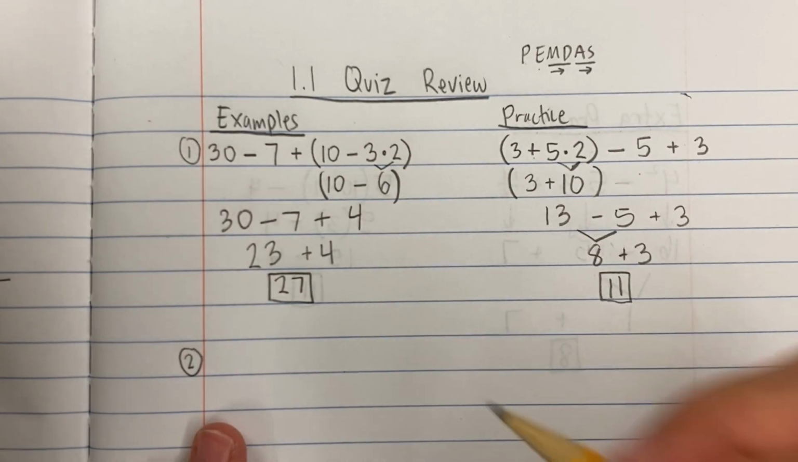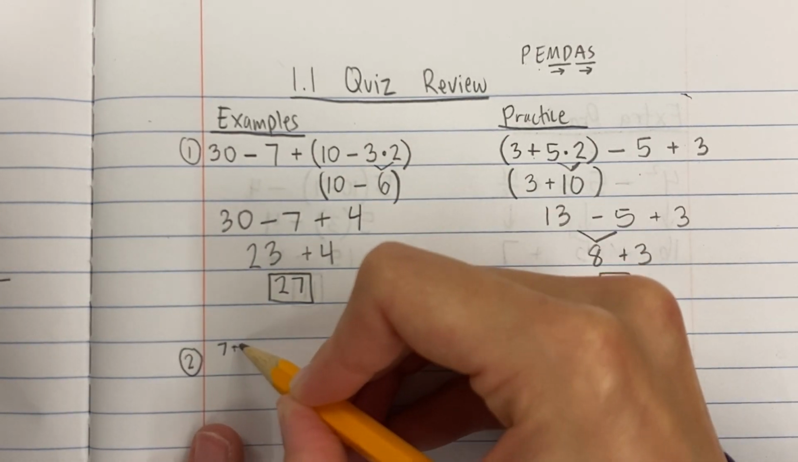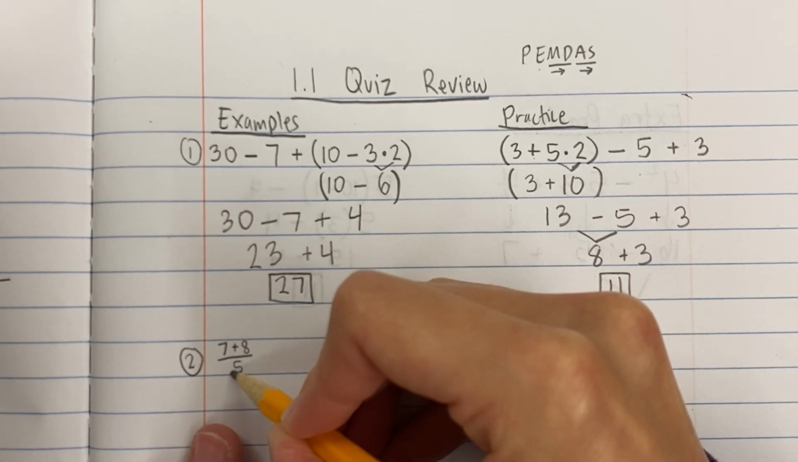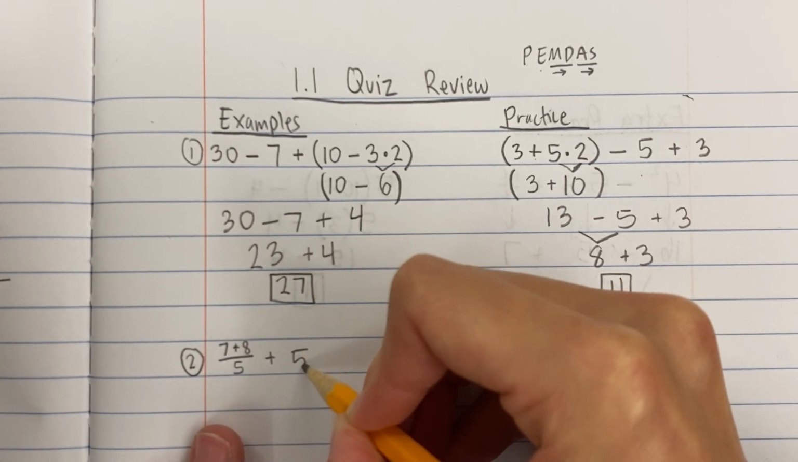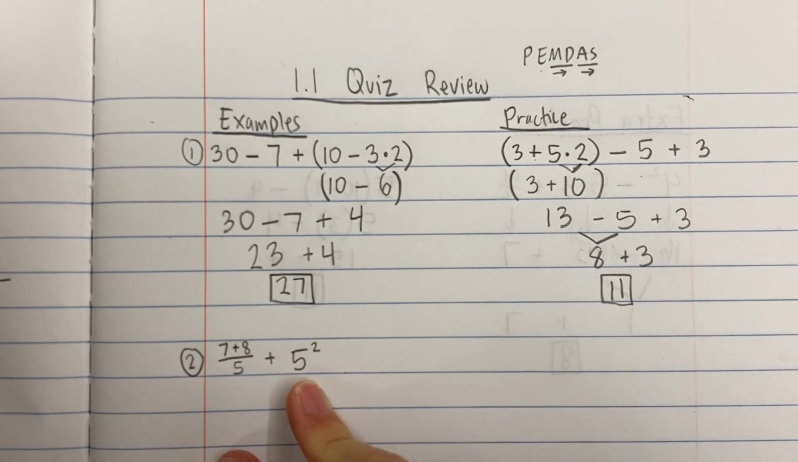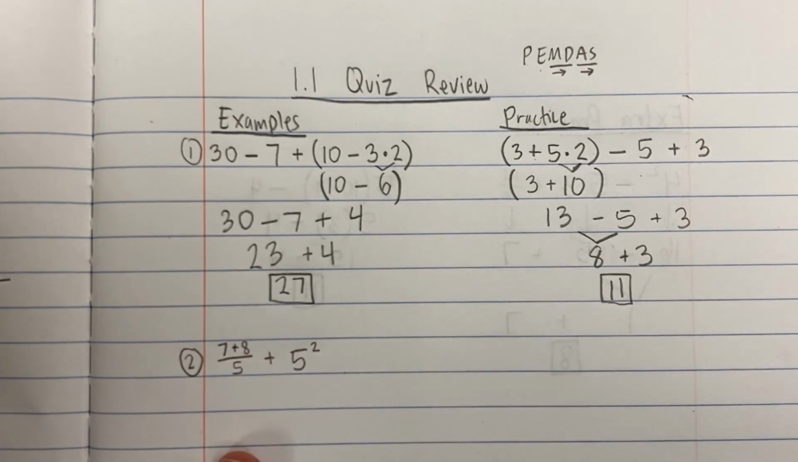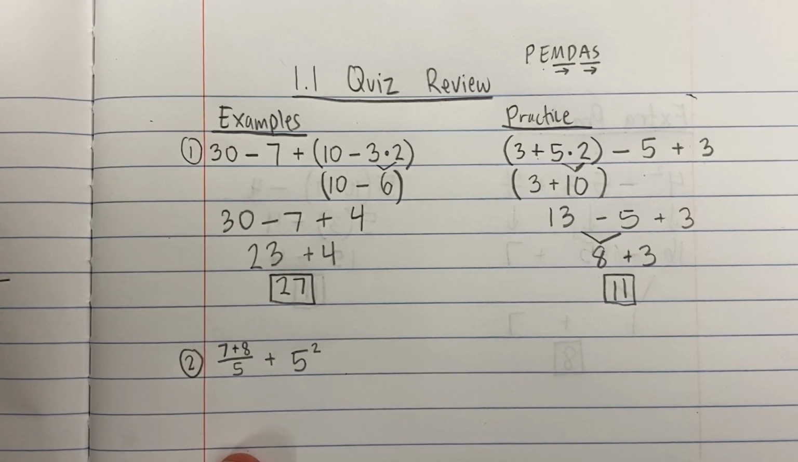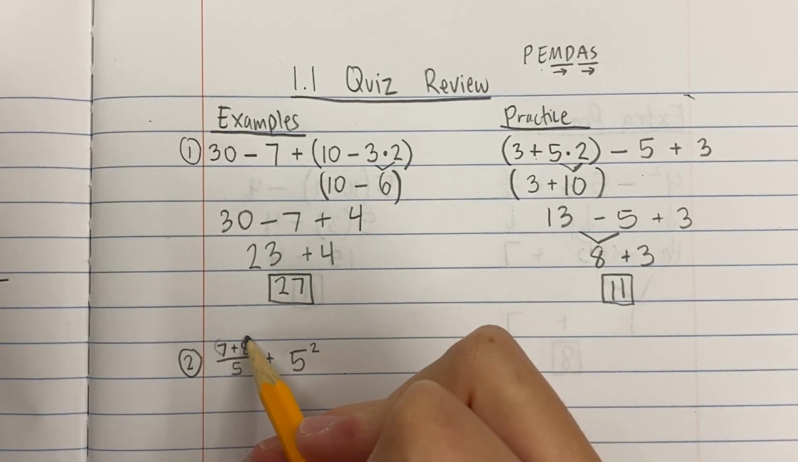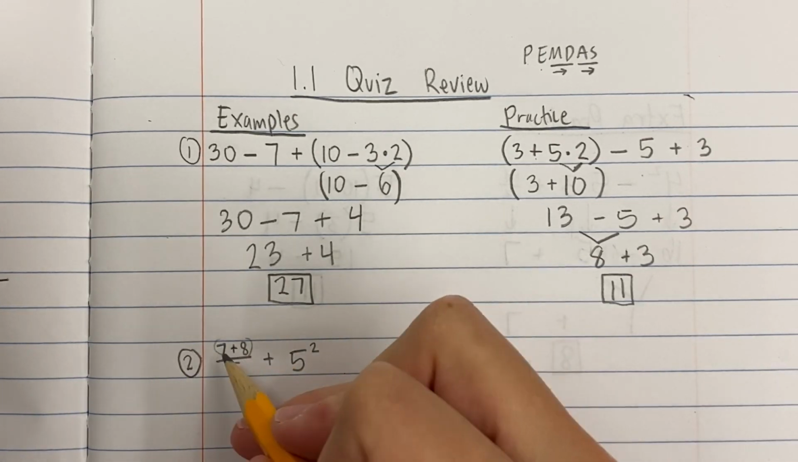Here's another example. Some of you have a tendency to kind of shut down when you see a fraction, but a fraction just means division, right? So this just means 7 plus 8 divided by 5 plus 5 squared. And the thing is that when you have something on top of a fraction like this, what that means is that it's almost as if it's in parentheses. So this is like a group of numbers, and I'm going to actually deal with that first. So I'm going to do 7 plus 8.